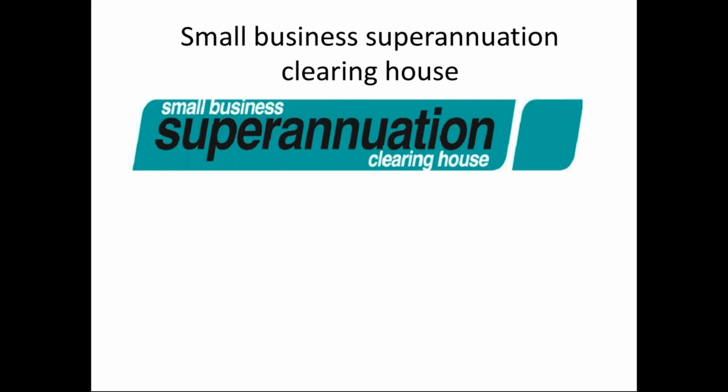And the next one would be the Small Business Superannuation Clearinghouse. This is a free optional service administered by the ATO for businesses with 19 or less employees and a turnover of less than 10 million. You can make your regular super guarantee contributions as a single electronic payment to the SBSCH, which is the acronym for Small Business Superannuation Clearinghouse. It will then distribute the payments to each employee's super fund.